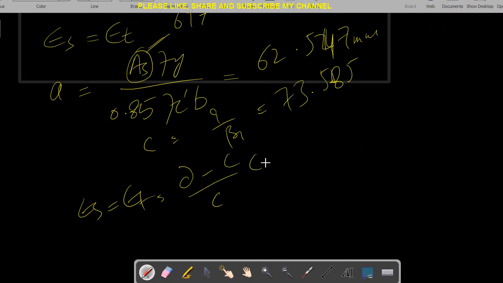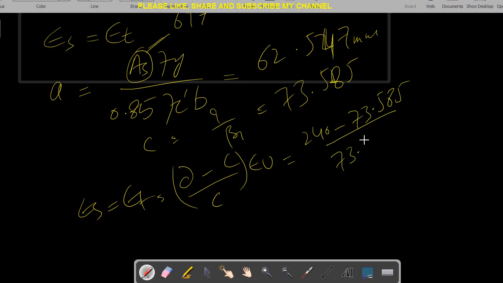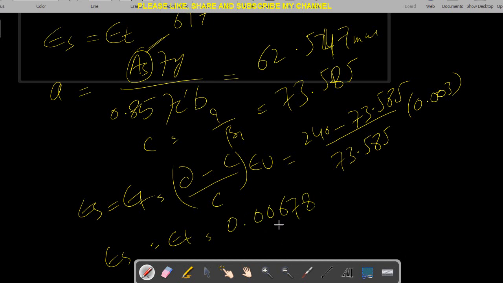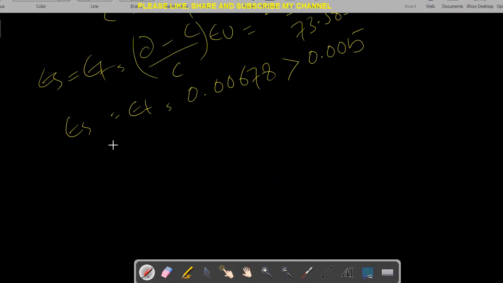Now I calculate the epsilon s value, which is equal to epsilon t, so (d minus c) divided by c into epsilon u. So my d value is 240 minus 73.585, divided by 73.585, times 0.003, and here I got 0.00678, which is good news for us because it is greater than 0.005, and that means our assumption is right.